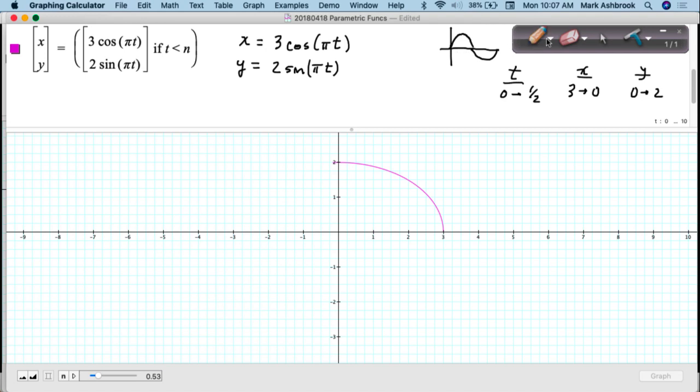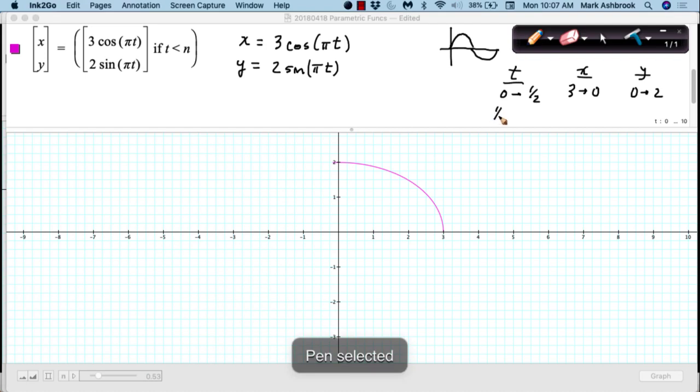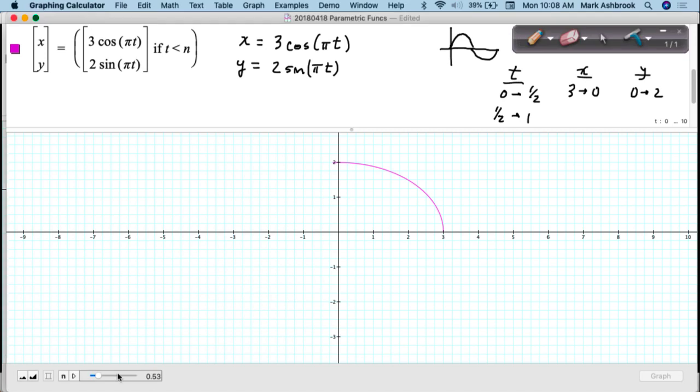So that's why I recommend maybe let's do 1/2 instead. As we go from 1/2 to 1 now, x is going to do what? 0 to -3, and y from 2 to 0. And then we keep going like that. And what do we get? Kind of like the oval or ellipse.